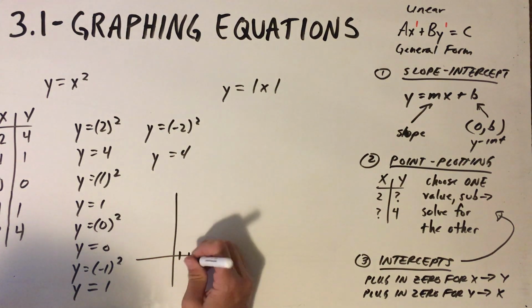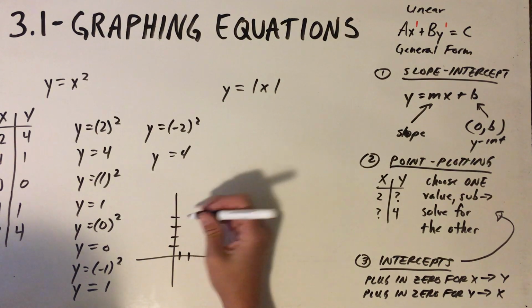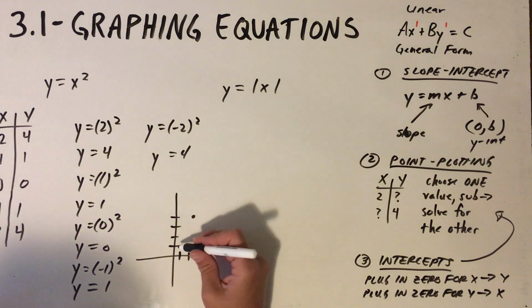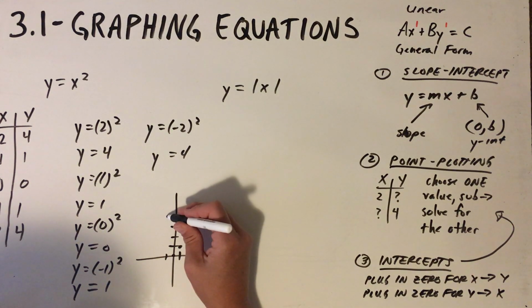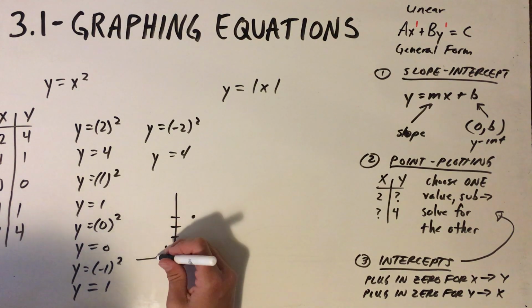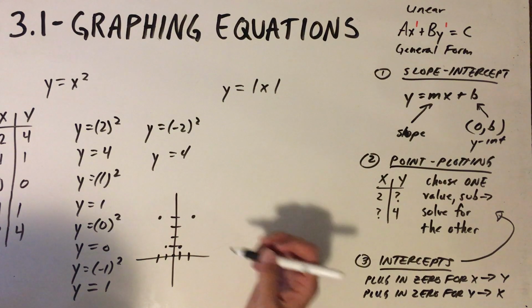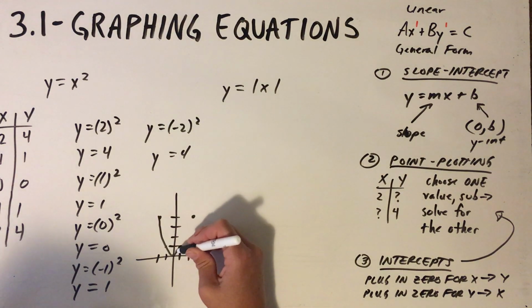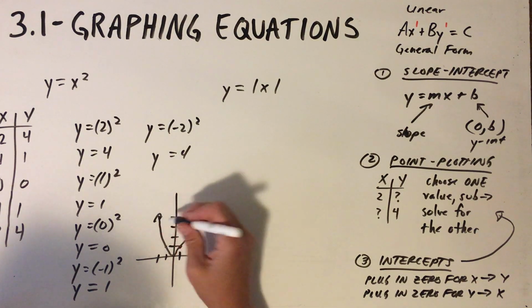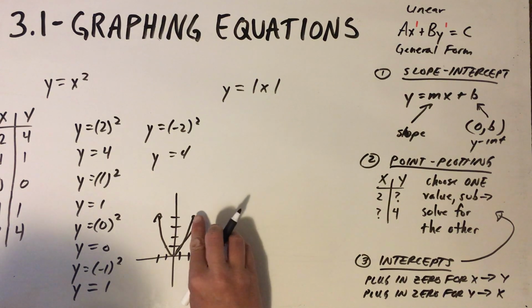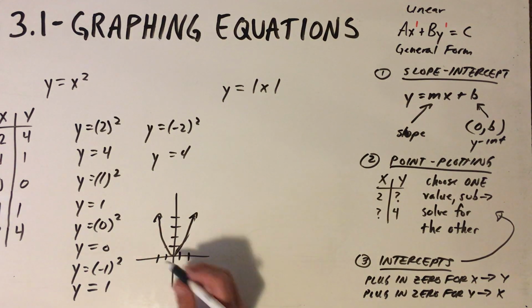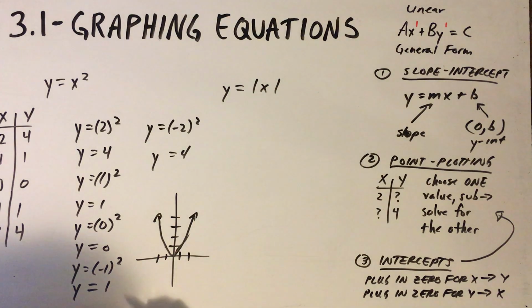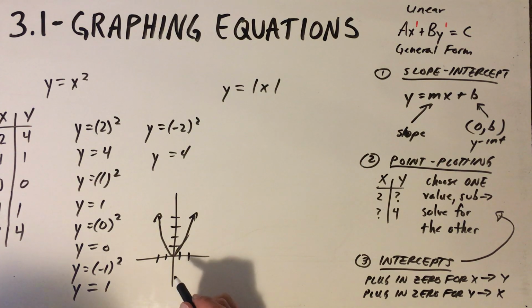We've got the point 2, 4, we've got the point 1, 1, the point 0, 0, the point -1, 1, and the point -2, 4. And you can see if we connect these dots, this looks like a parabola. And it is. So this is what that would look like. Okay, and this is, again, nonlinear because it does not make a straight line.